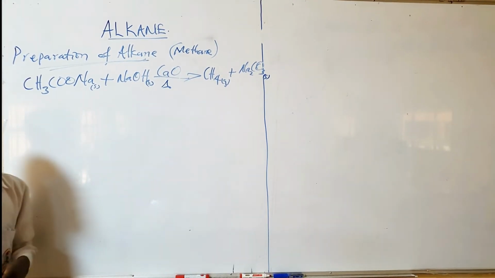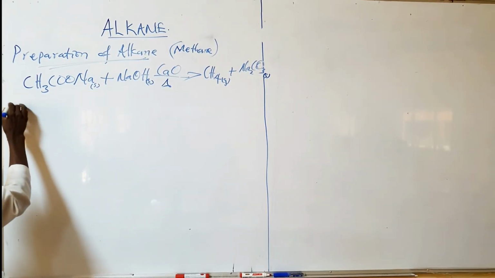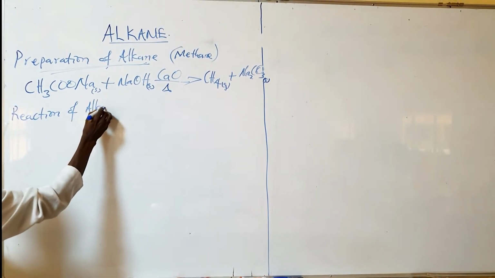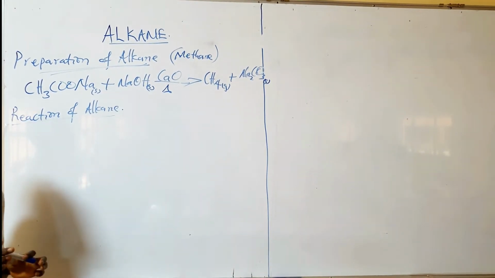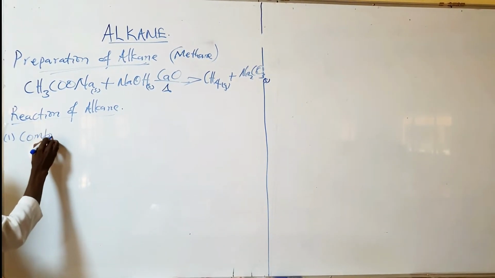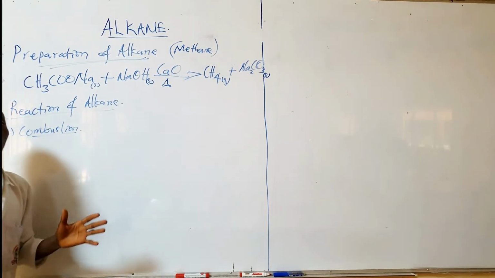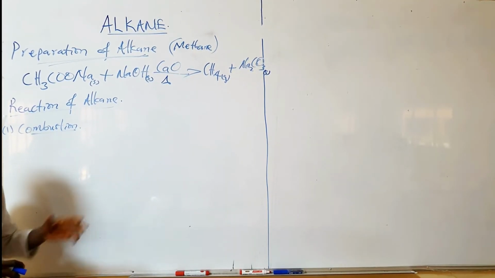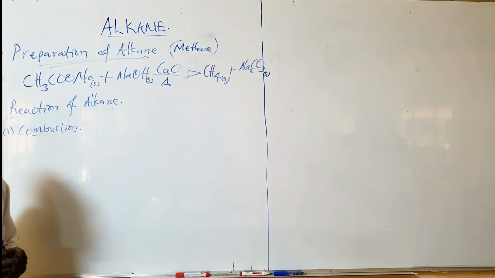Going to reactions of alkane. Basically, there are two major reactions of alkane, and the first is combustion. Combustion of alkane. By combustion, we mean reaction of a substance with oxygen, that is burning of a substance. So let's combust the first member of the alkane homologous series.